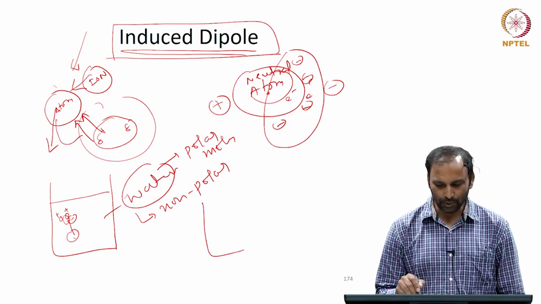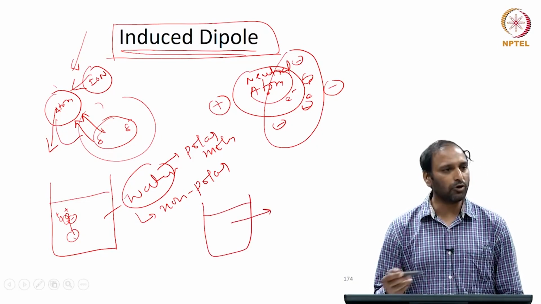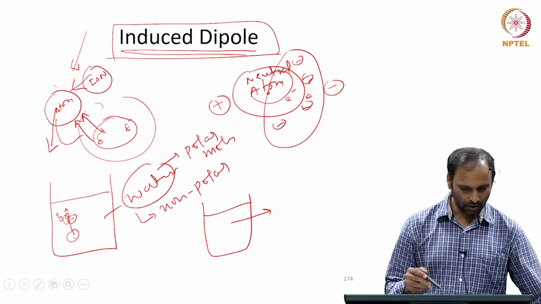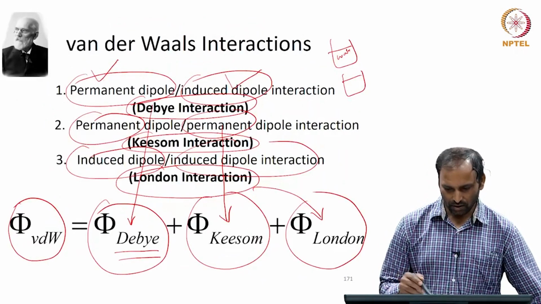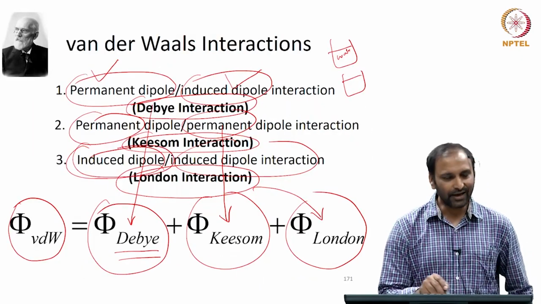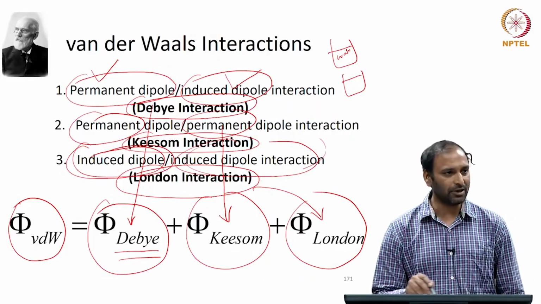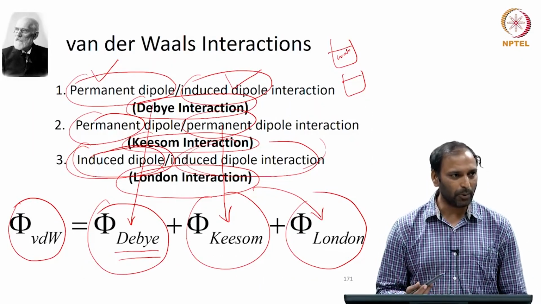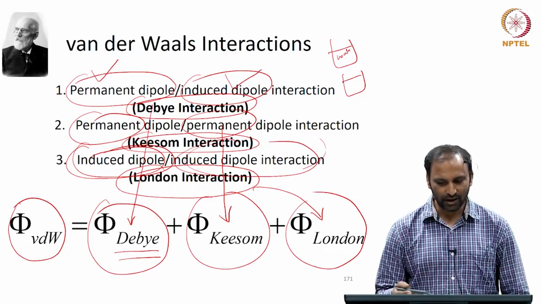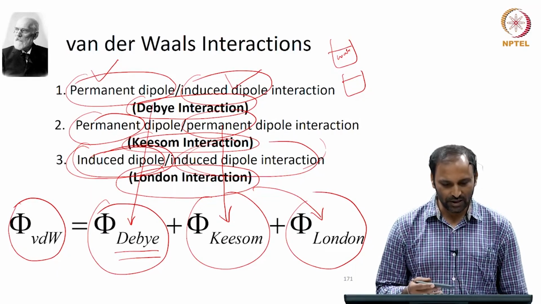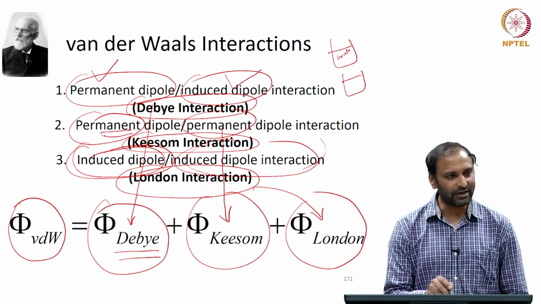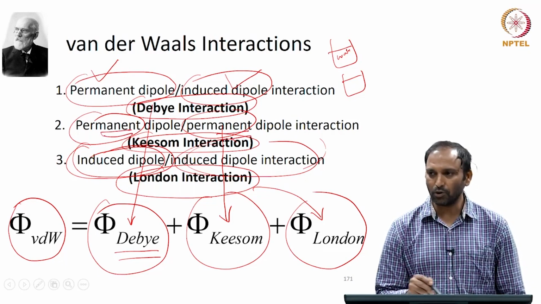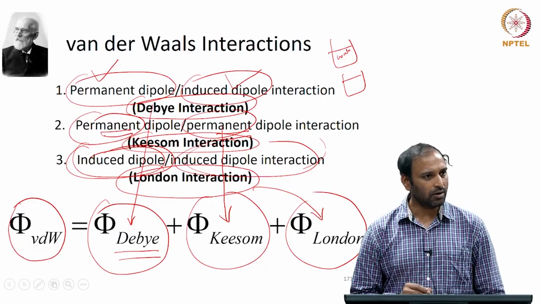Or if I take an example where I have only non-polar molecules, then they will have what are called induced dipole interactions. That will be the more dominant interaction. Correspondingly, if you take something like a water molecule, which is known to have a permanent dipole, then the permanent dipole interactions are going to be more dominant.